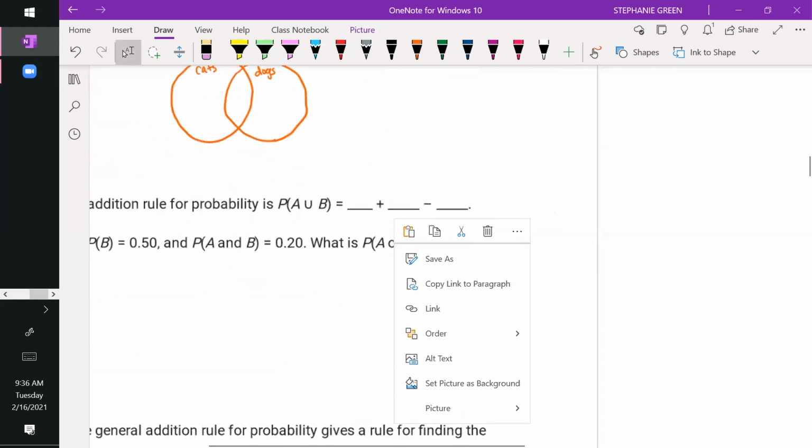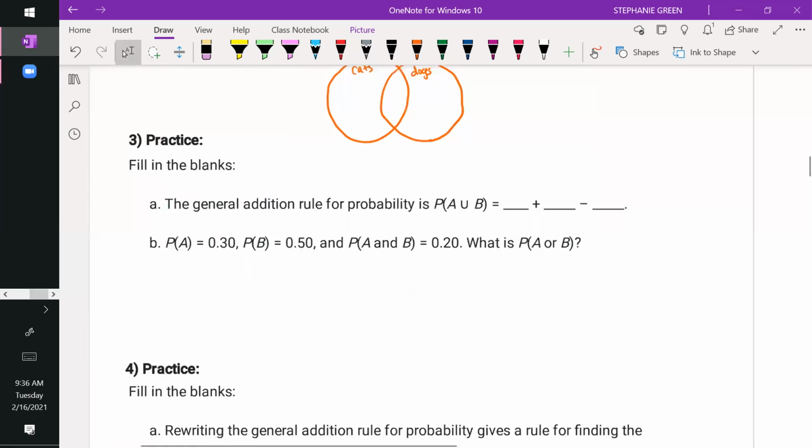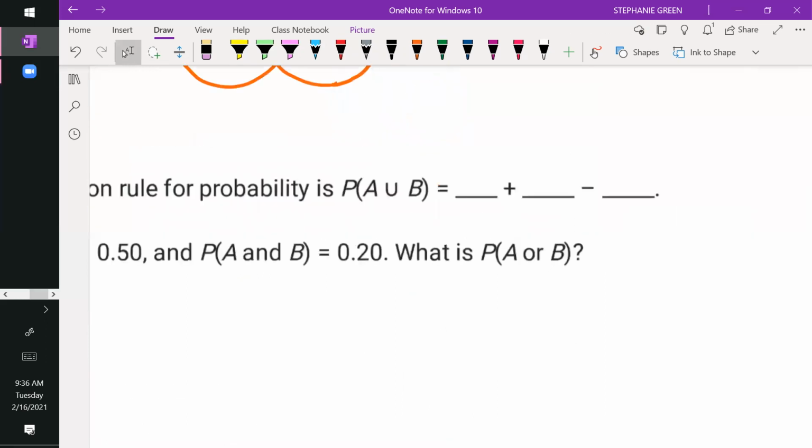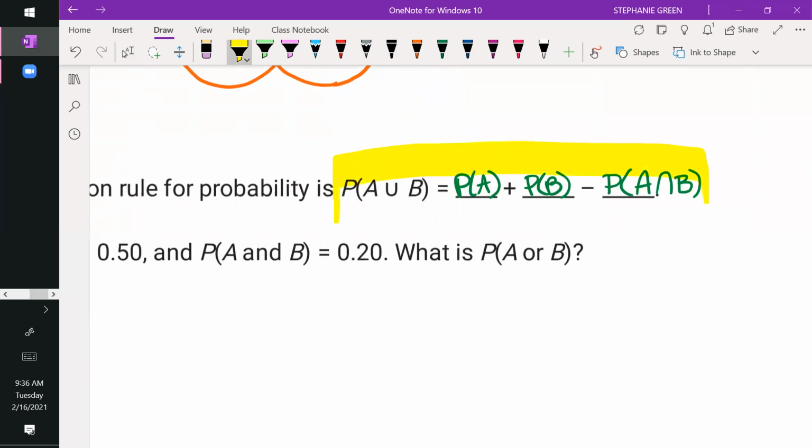Whether they're mutually exclusive or not, if I want the probability of A union B, I can always do the probability of A plus the probability of B, and then subtract their intersection. So I'm not counting that overlap twice. And that will give me the probability of both, or one or the other. So this is our general rule for the probability of a union of two events. And this also does work for mutually exclusive. In mutually exclusive, this number would just be 0.